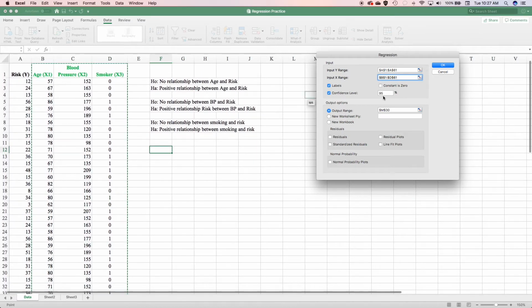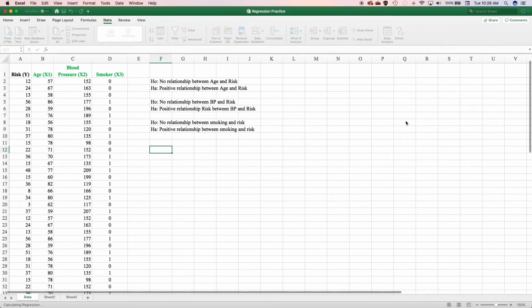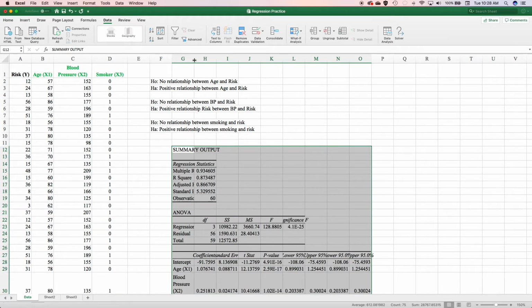Confidence level 95% because we want to be 95% confident in our answer. Now, if we're 95% confident, that means that our alpha, or acceptable risk, is only 5%. My output range, we'll put that just below here in cell G12. Click OK, and it'll run our regression.